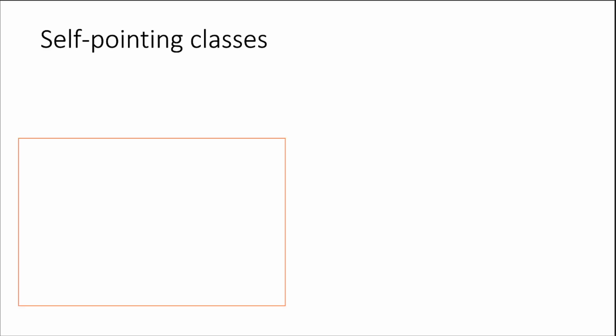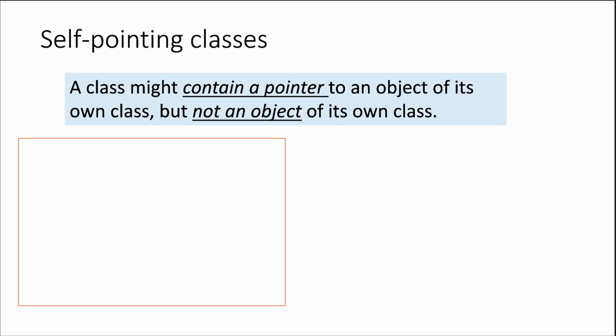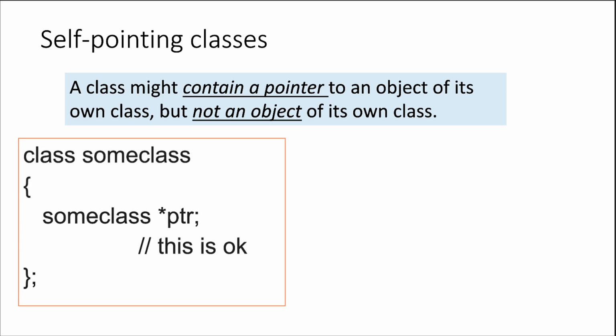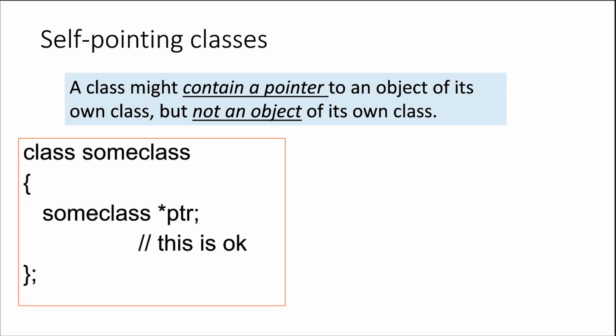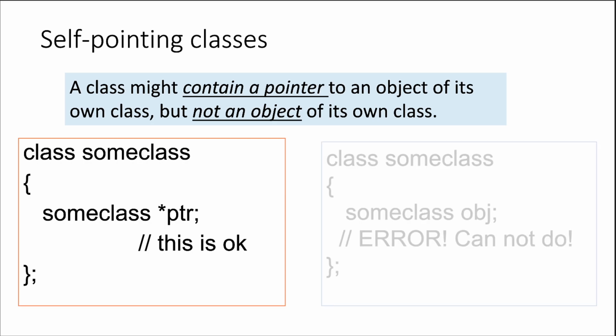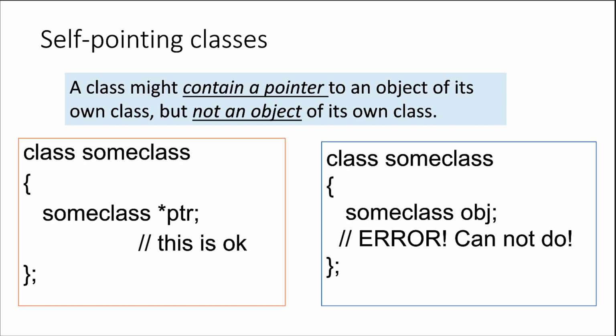Another point about pointers is self-pointing classes. A class might contain a pointer to an object of its own class, but not an object of its own class. So it can contain a pointer, but not an object. I'll show you the example. The class name itself is some class. So some class star PTR is permittable. A pointer to the class is permitted.